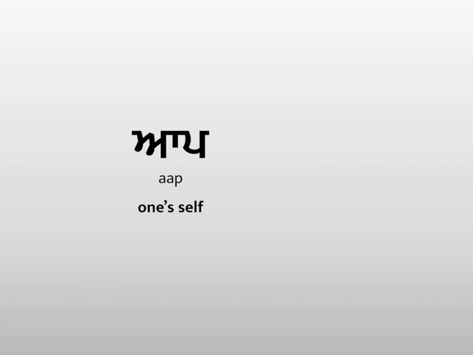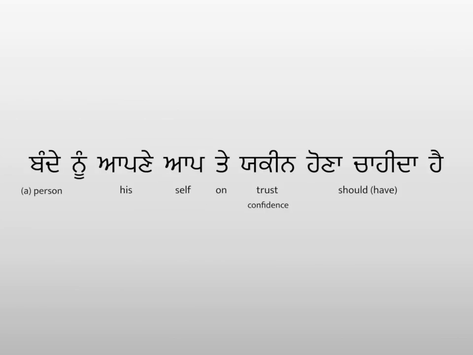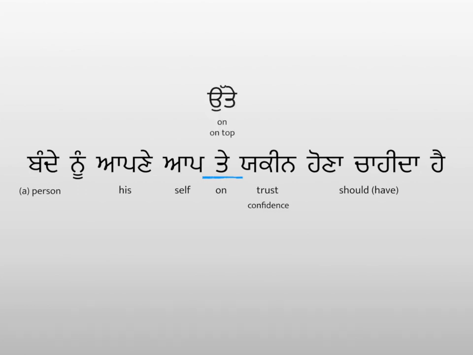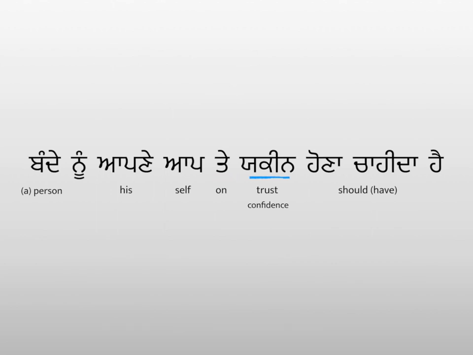So we know the root word op means oneself, but you can also use this word just on its own. It's also just a normal word. For example, bande nu apne aap te yakeen hona chahida hai. A person should have trust in him or herself. So here te does not mean and, it means utte, on. Yakeen is trust. Another word for yakeen is bharosa. A person should trust him or herself.